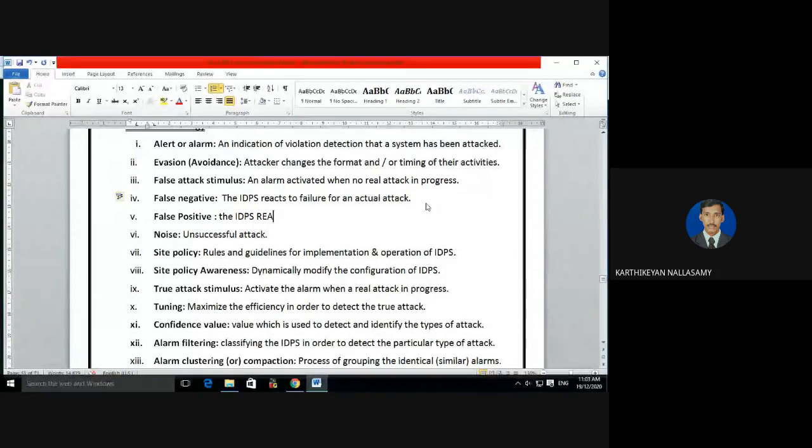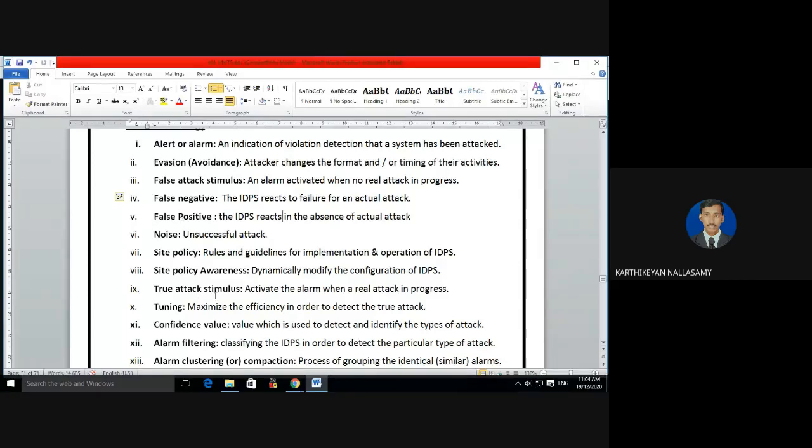So the IDPS reacts in the absence of an actual attack. That is called a false positive.